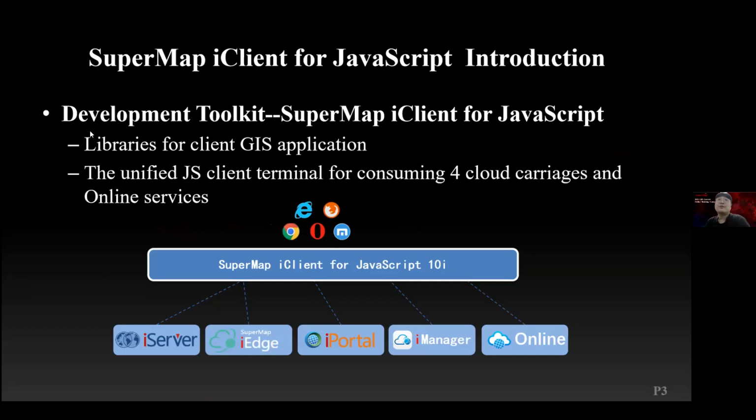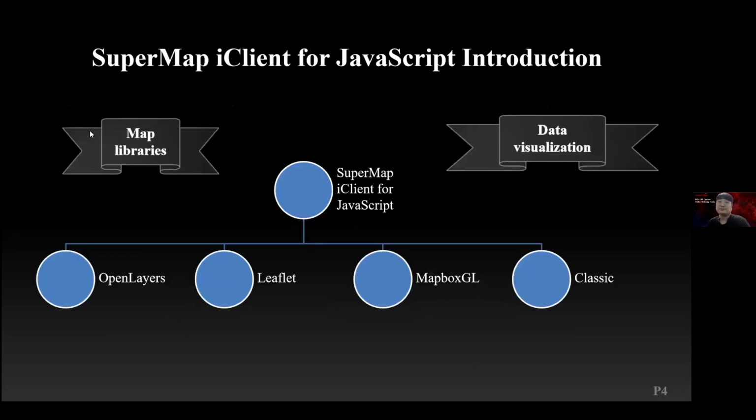SuperMap iClient for JavaScript is a development toolkit, and it provides us the libraries for client-side JavaScript applications and a unified JS client for consuming the four cloud carriages and online services. The four cloud carriages are SuperMap iServer, SuperMap iEdge, SuperMap iPortal, and SuperMap iManager. And it provides us two main libraries. The first one is the map library, and the second one is data visualization.